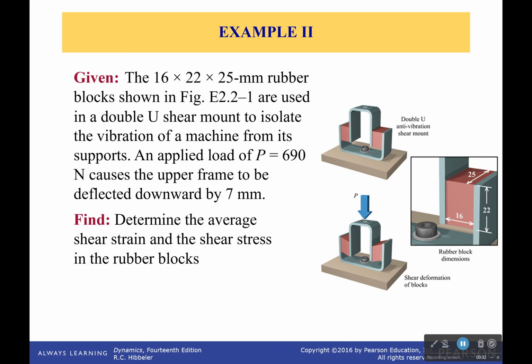Okay, with that, let's read the problem. So we have 16 by 22 by 25 millimeter rubber blocks, which are shown right here. And they're used in a W shear mount to isolate the vibration of the machine from its supports. We have an applied load P of 690 newtons, which causes the upper frame to be deflected downward by 7 millimeters. And it says determine the average shear strain and the shear stress in the rubber blocks.